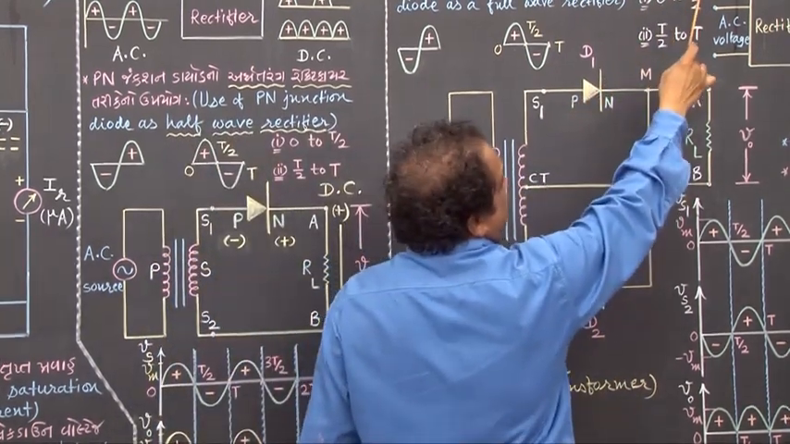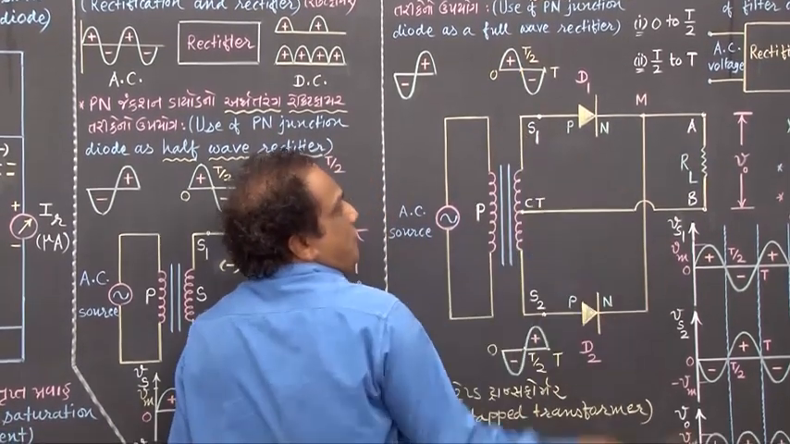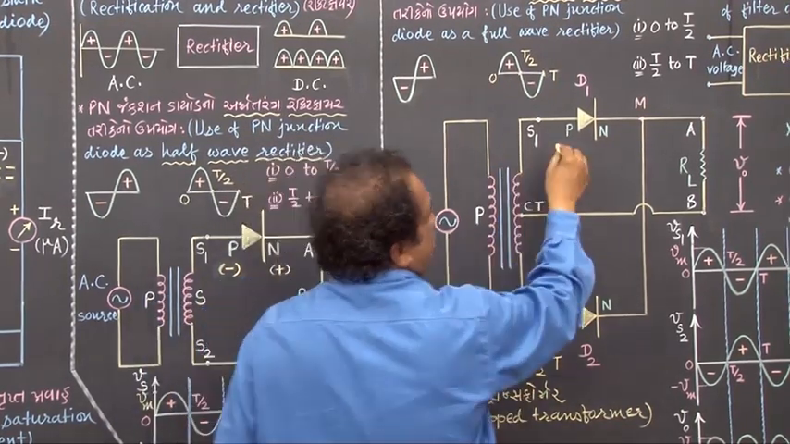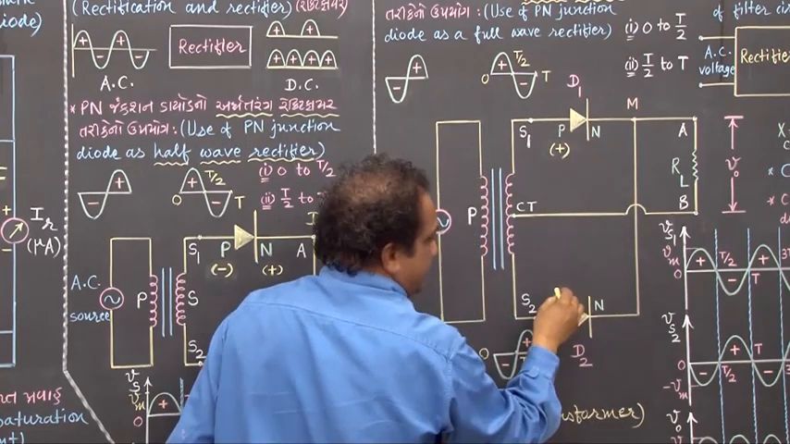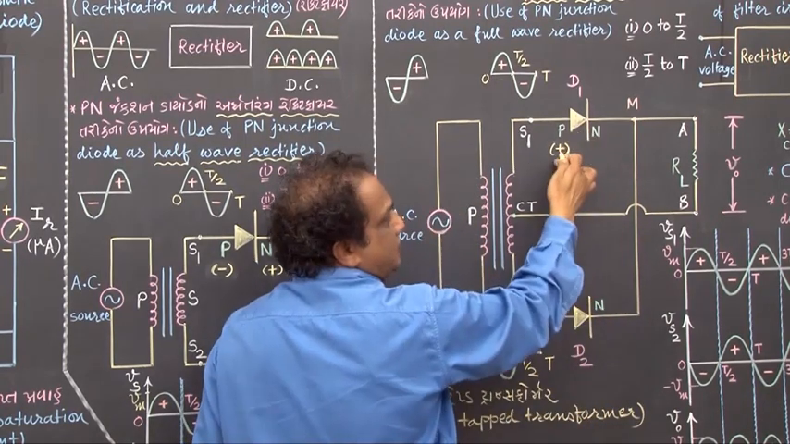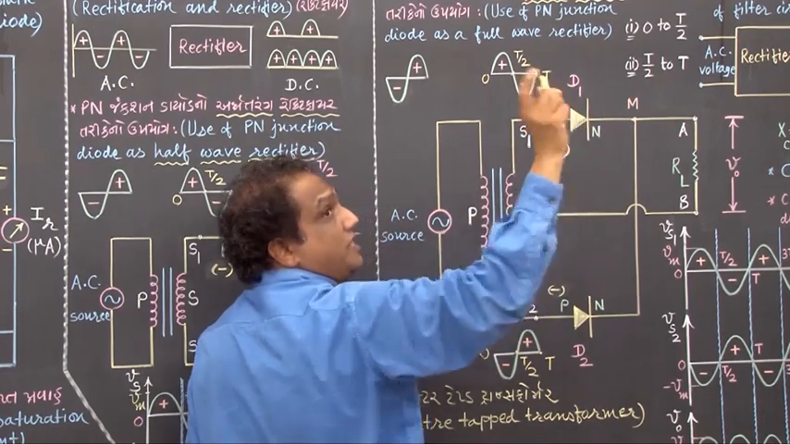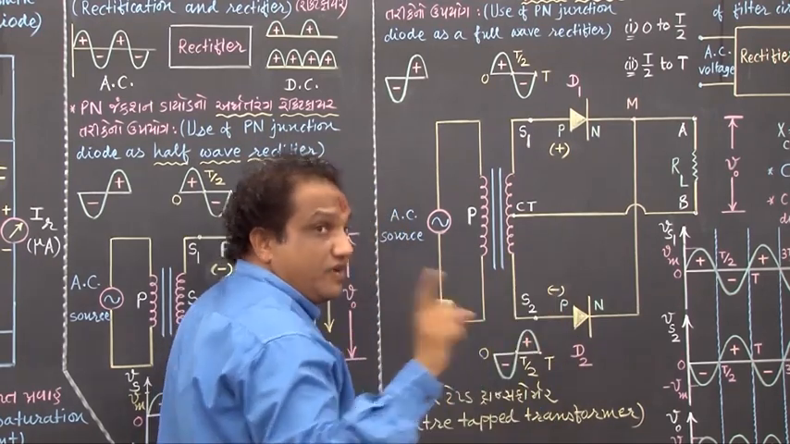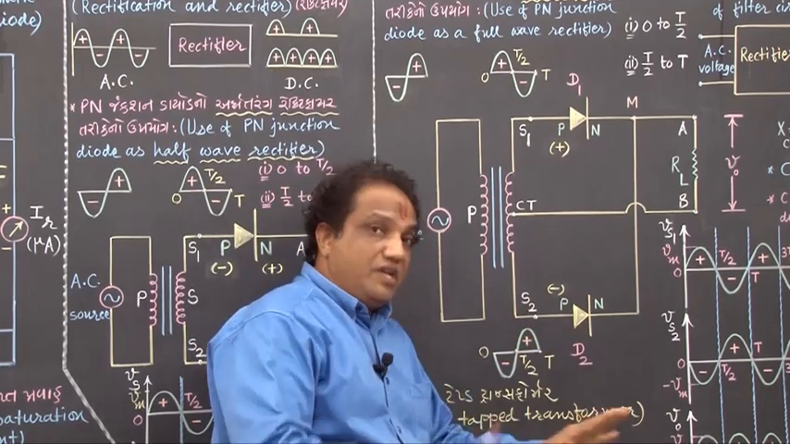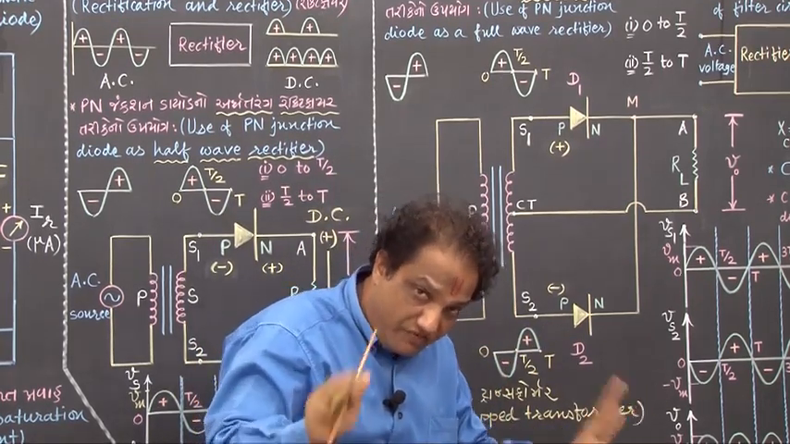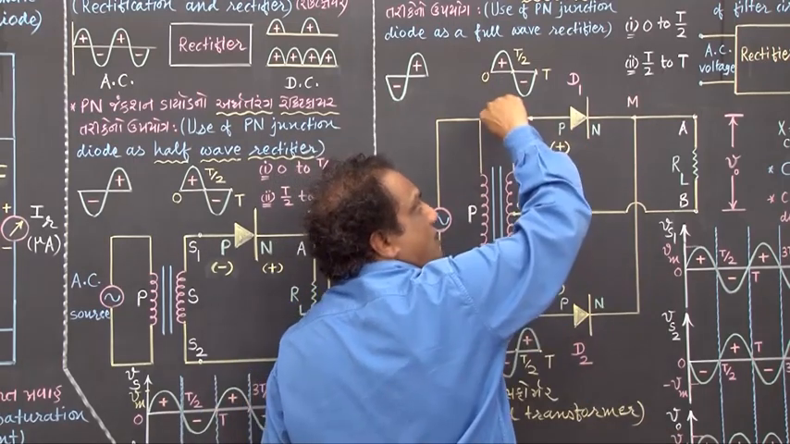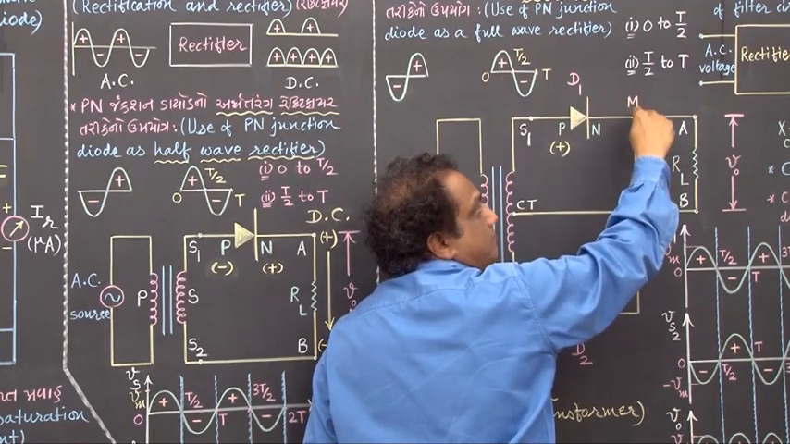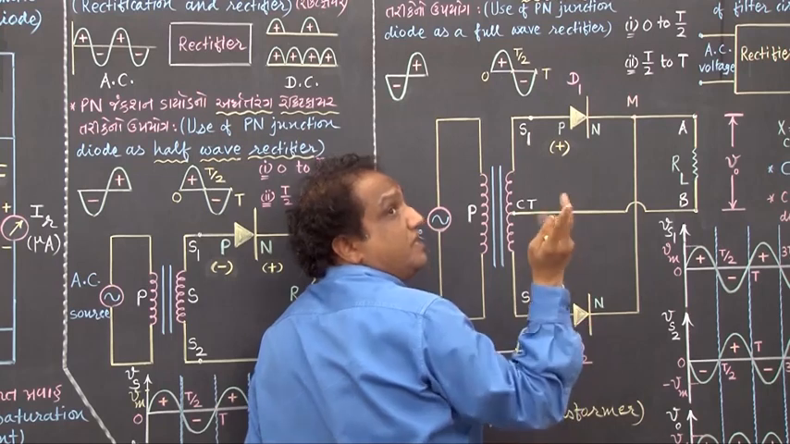First of all, we take 0 to T by 2. From 0 to T by 2, the potential at S1 is positive, but the potential at S2 is negative. Now tell me, P with positive, so this diode is under forward bias condition, and here P with negative, so this diode is in reverse bias condition. When this is in reverse bias condition, it will not allow any current to pass through it. But because this one is forward biased, it will allow current to pass through it in the direction of the arrow, this way. That current will come up to this point, but it will not flow to the other diode because it is already in reverse bias condition.